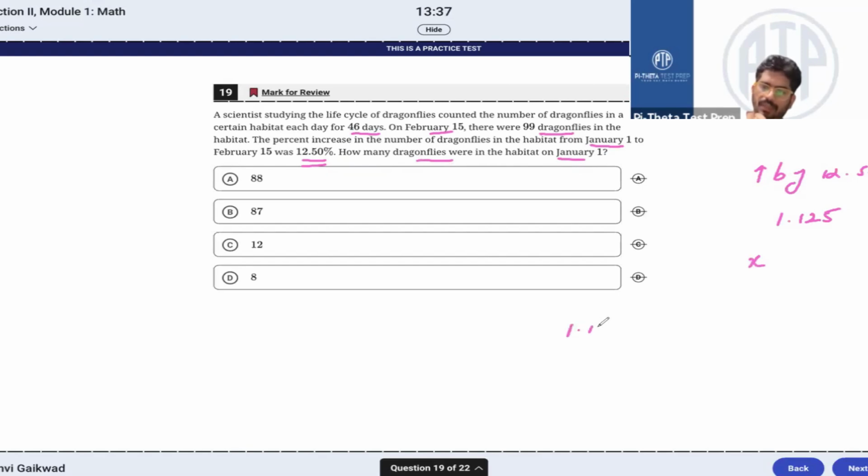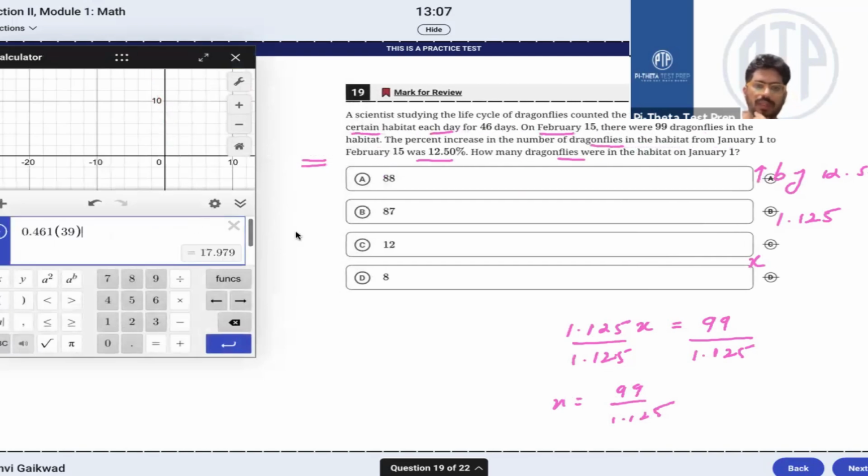if you multiply it with 1.125, we get the dragonflies we have today, which is 99. Now, if we divide both sides by 1.125, x is equal to 99 upon 1.125. Go to the calculator, like a handheld GDC calculator, or you can use Desmos. I can divide 99 by 1.125. I'm getting 88 here. That is our option number A.